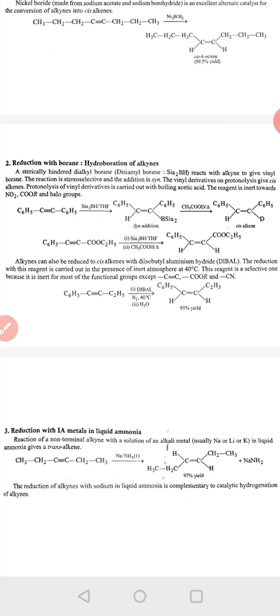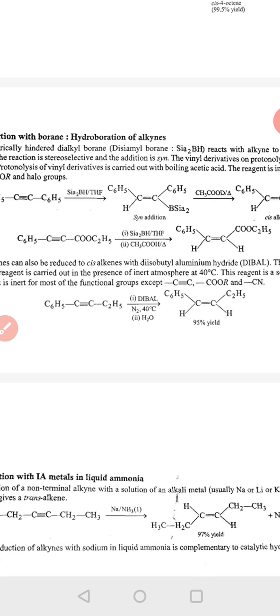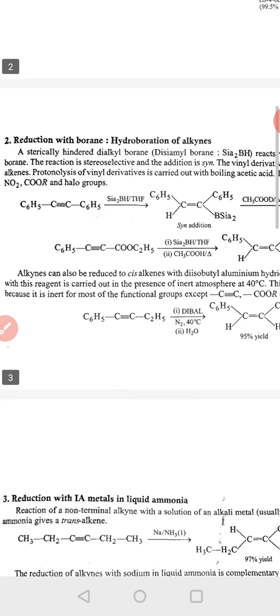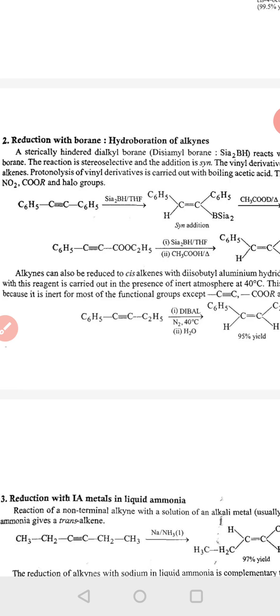The reagent is inert towards some of the groups and if these groups are present in the alkyne then they are left untouched and we get only the partially reduced product of alkyne. This is the example of hydroboration of alkyne.